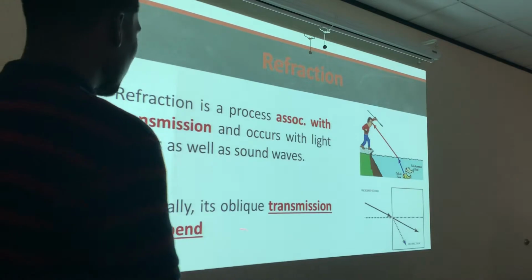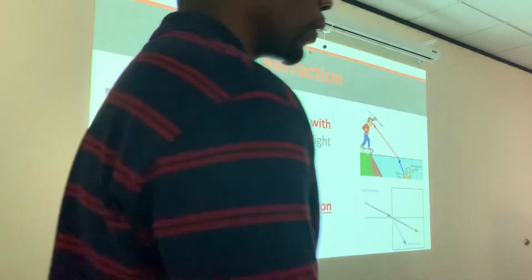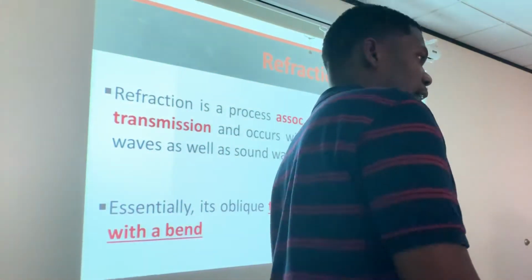All right. So essentially, refraction is oblique transmission with a bend. That's the main thing. I want you to know that refraction is transmission with a bend. Guys, refraction is transmission with a bend. It's on the test. It bends like this, or changes with the angle.